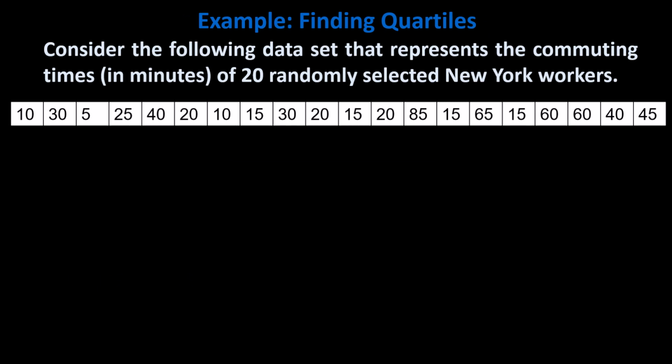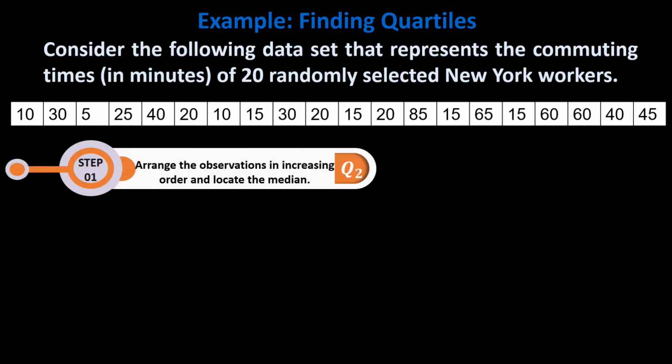Consider the following data set that represent the commuting times in minutes. That means the unit of these observations is minutes. As an example, first one 10 minutes, second one 30 minutes, so on, of 20 randomly selected New York workers. Right. Then how do we find the IQR? To find the IQR, we need Q3 and Q1. So what is the first step? First step, to find the Q2, the median of the original data set. How do we find the median?